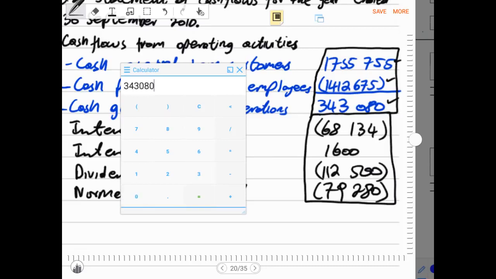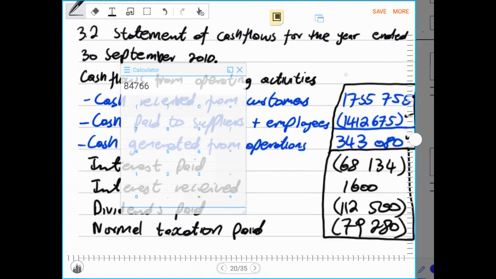343,080 minus 68,134 plus 1,600 minus 112,500. Then after, minus 79,280. Then this gives us cash flow from operating activities.